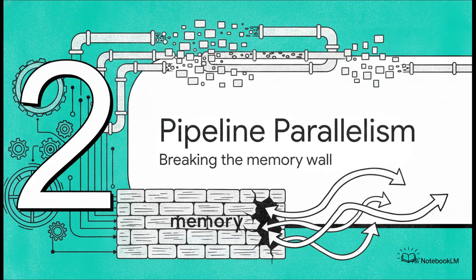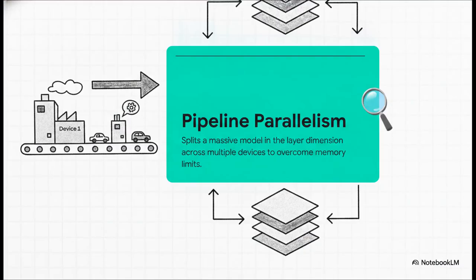Which brings us to part 2. What exactly is pipeline parallelism? So pipeline parallelism is a technique where we split a massive model across the layer dimension. The best way to visualize this is to think of a factory assembly line. Instead of trying to build an entire car at one crazy congested workstation, you put different sequential stages of the neural network on different GPUs. Device 1 processes the first few layers, hands the output off to device 2, and so on. It is an incredibly elegant way to bypass those single-device memory limits.